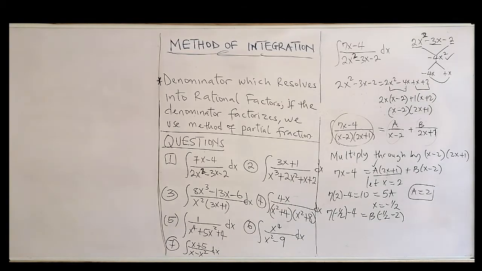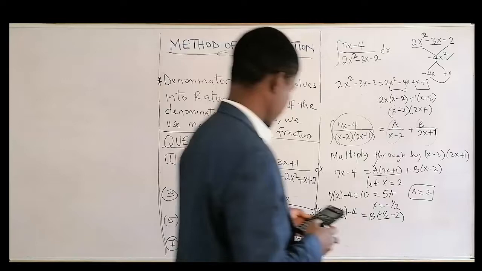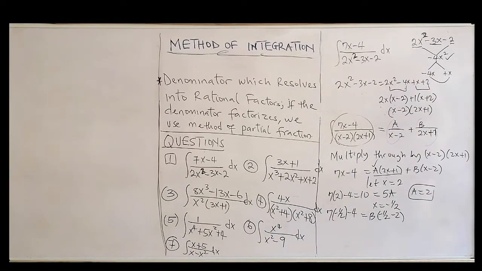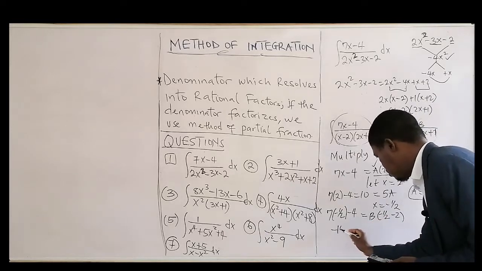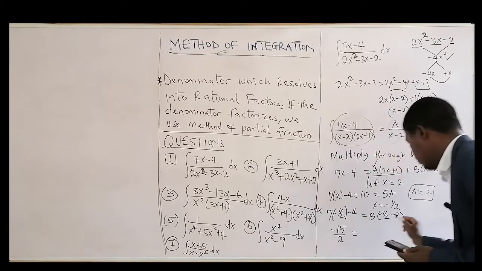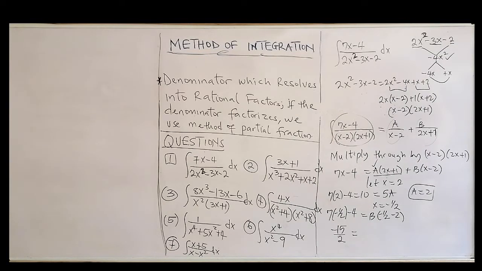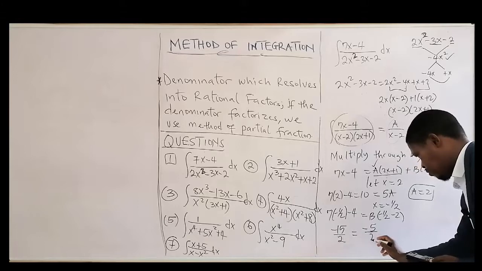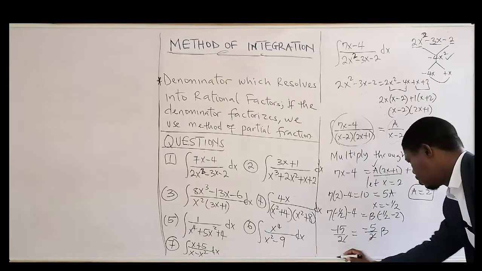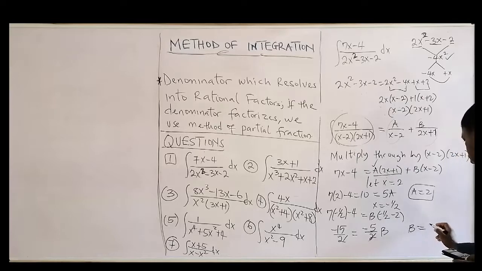So that will give us, using a calculator, minus 15 over 2 equal to minus 5 over 2 B. So 2 will go, 2 will go. Then B is equal to minus 15 over minus 5, and that's 3.